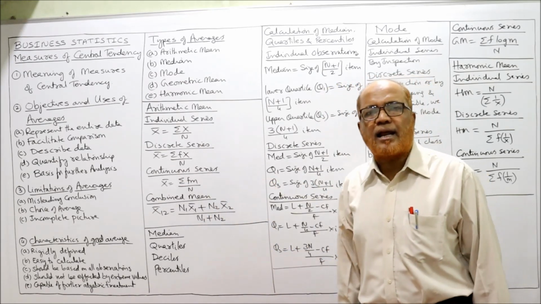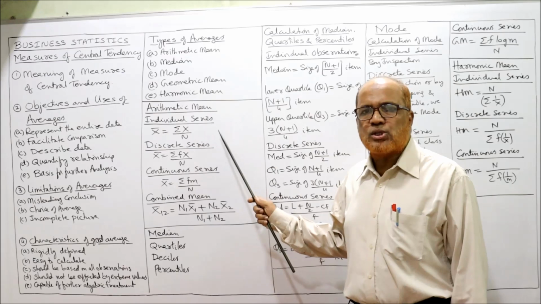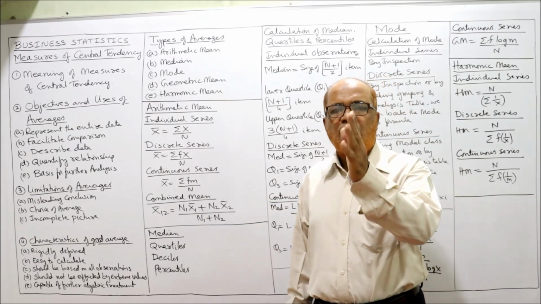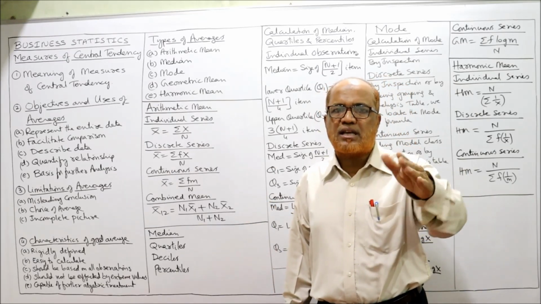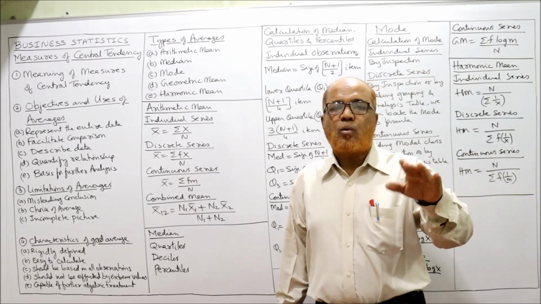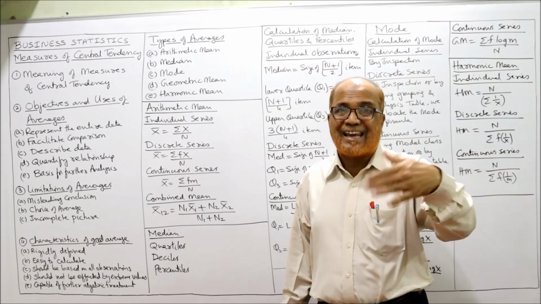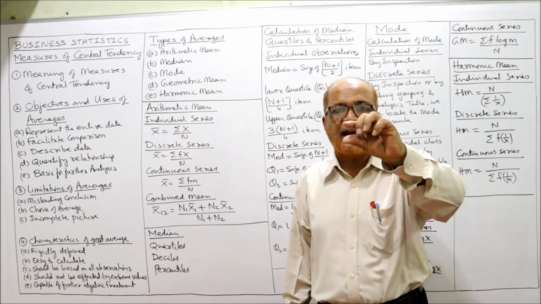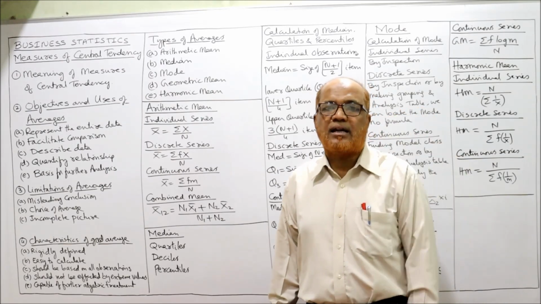Now, how to calculate the arithmetic mean? First, there are 3 types of series: individual series, discrete series, and continuous series. When we can call it individual, discrete, or continuous, I am going to explain in the next video.